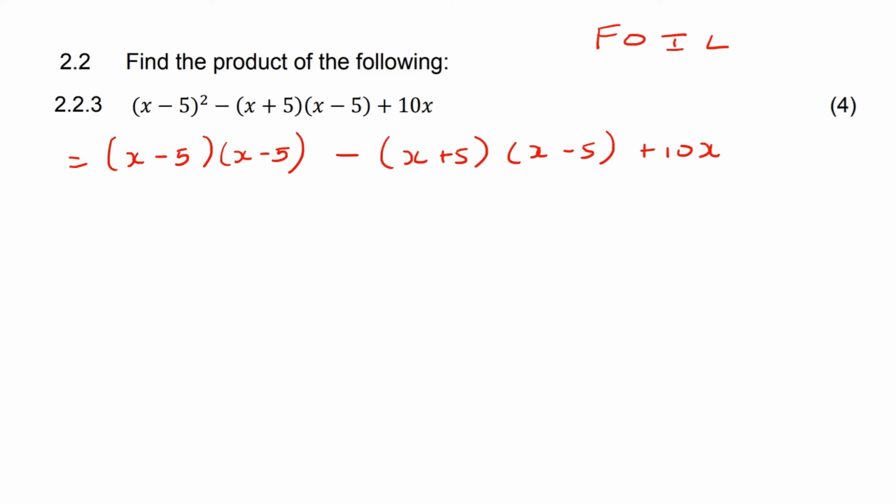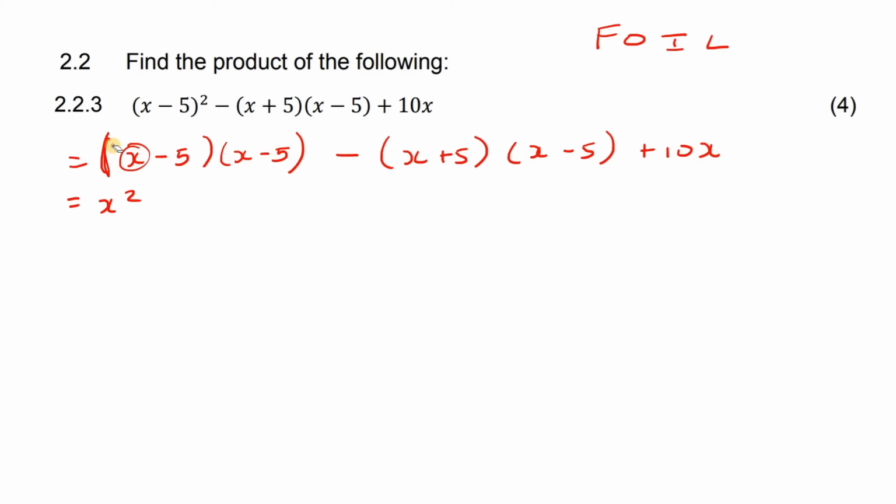Okay, so with FOIL, we start with the first one and the first one. So that would give you x squared. Then the O stands for the outer. So you look at the outer brackets, the brackets that are on the outside, and you take the 2 things next to that. So it's the x and the minus 5.